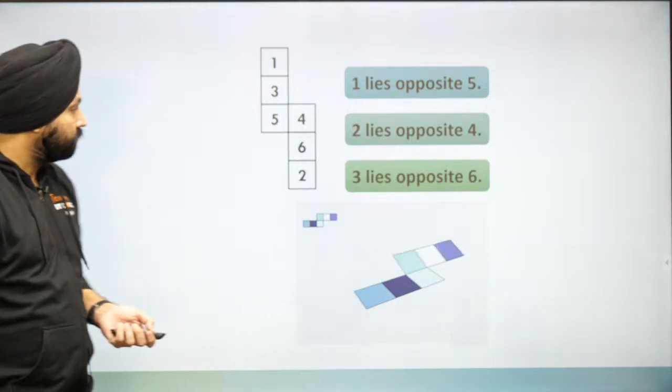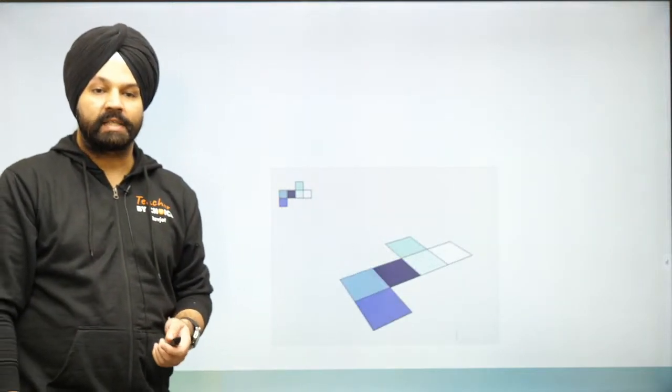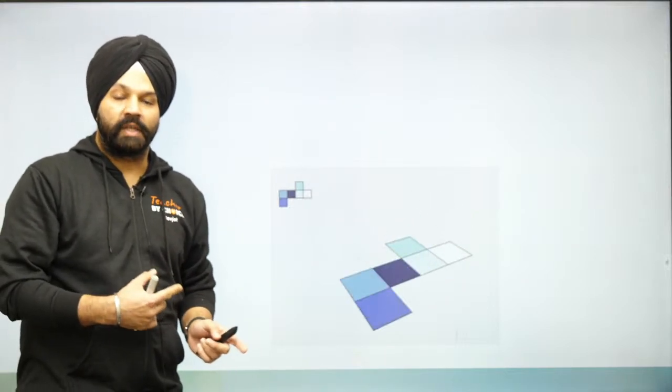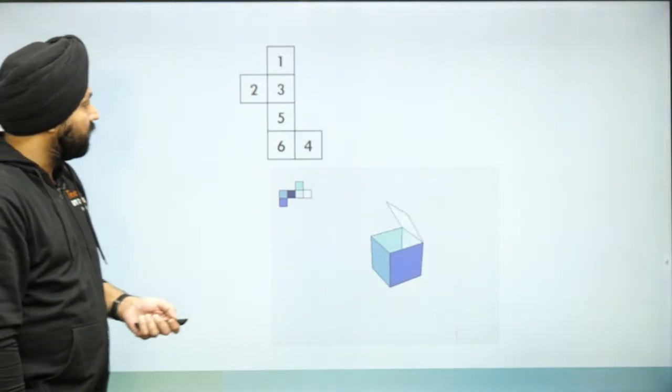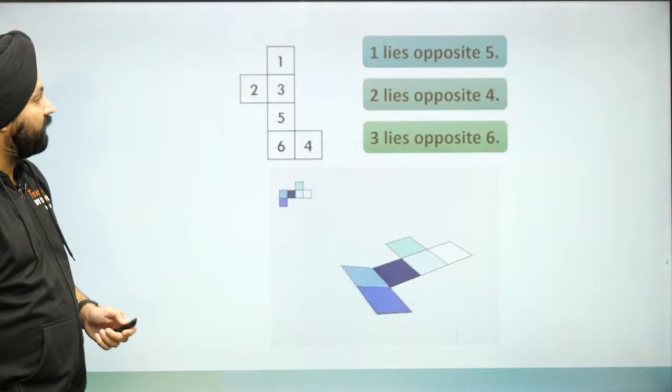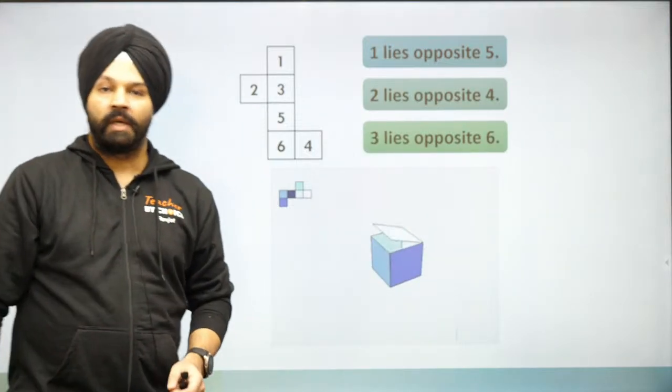Moving ahead. Here comes the fourth diagram and I suppose the last animation in which you can see how a dice is getting formed through this arrangement. So these are the numbers and 1 lies opposite to 5, 2 lies opposite to 4, 3 lies opposite to 6, right? So I hope everyone understood.